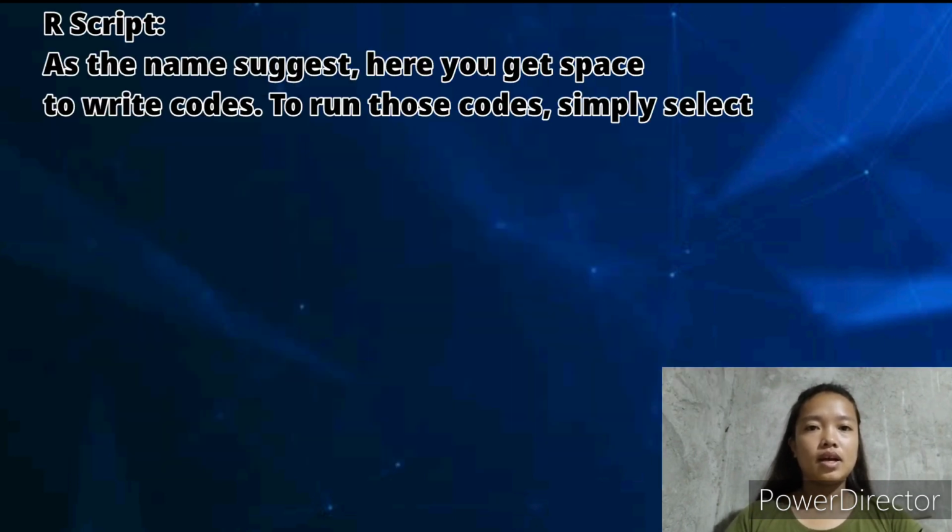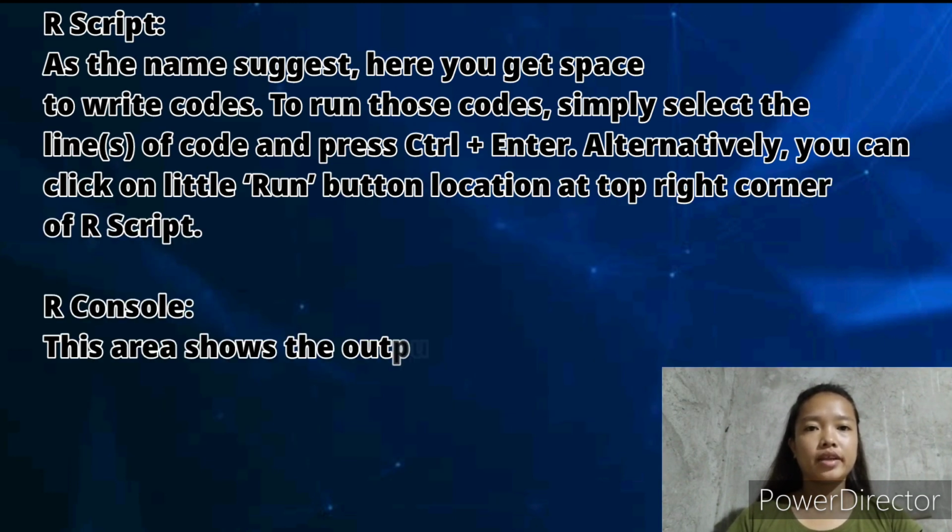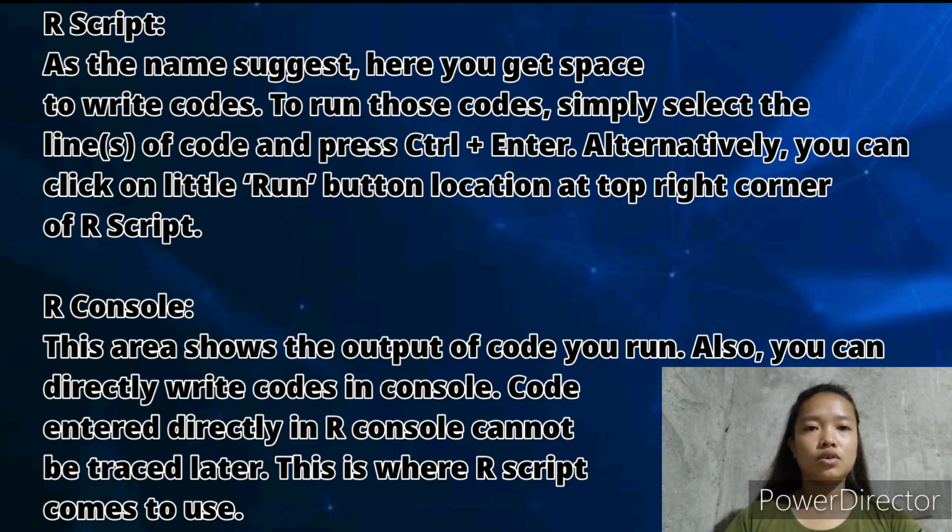Interfaces of R. R script. As the name suggests, here you get space to write codes. To run those codes, simply select the lines of code and press Ctrl plus Enter. Alternatively, you can click the little run button located at the top right corner of the R script.